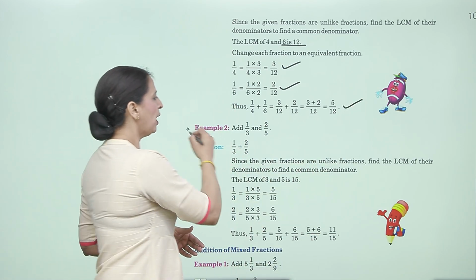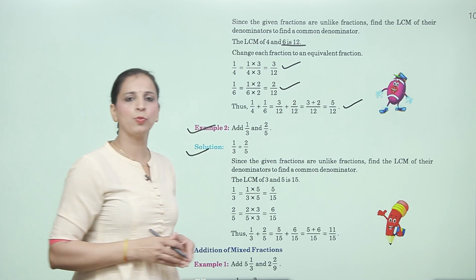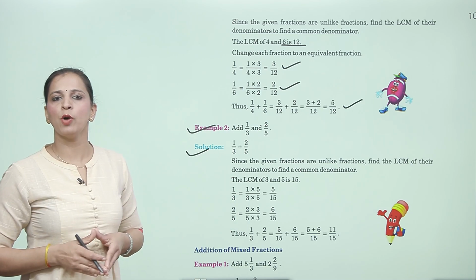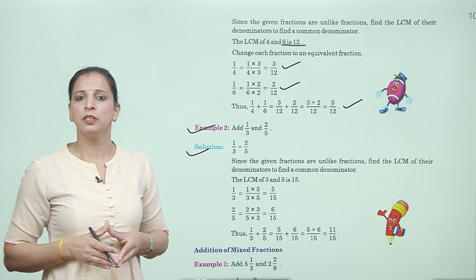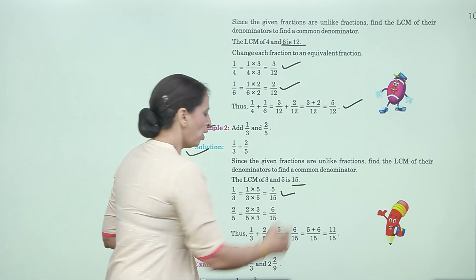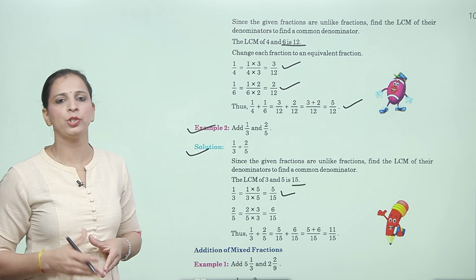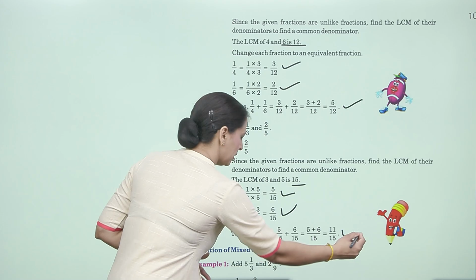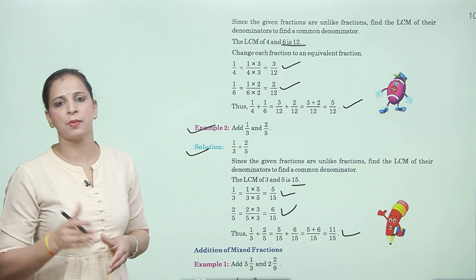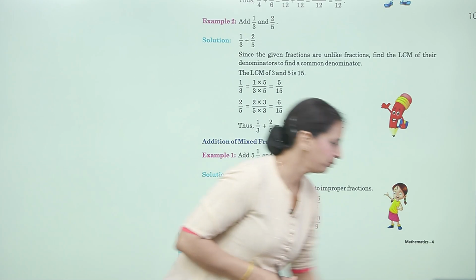Now example 2, add 1 by 3 and 2 by 5. Solution, 1 by 3 plus 2 by 5. Since the given fractions are unlike fractions, find the LCM of their denominators to find a common denominator. Now the LCM of 3 and 5 is 15. Now 1 by 3 multiplied by 5 becomes 5 by 15. 2 by 5 multiplied by 3 becomes 6 by 15. Thus 1 by 3 plus 2 by 5 is equal to 5 by 15 plus 6 by 15, which is equal to 5 plus 6 is equal to 11 by 15.